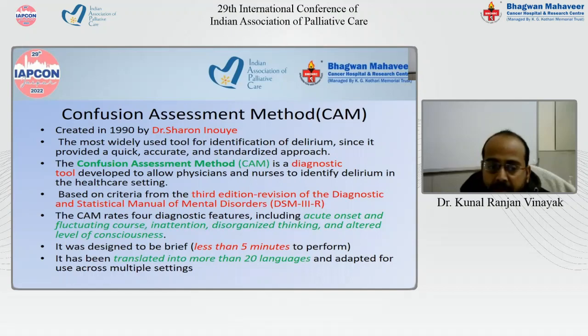DSM-3 revised version. CAM rates 4 diagnostic features, which include acute onset and fluctuating course, inattention, disorganized thinking, and altered level of consciousness. It was designed to be brief, taking less than 5 minutes to perform, and has been translated into more than 20 languages and adapted for use across multiple settings.